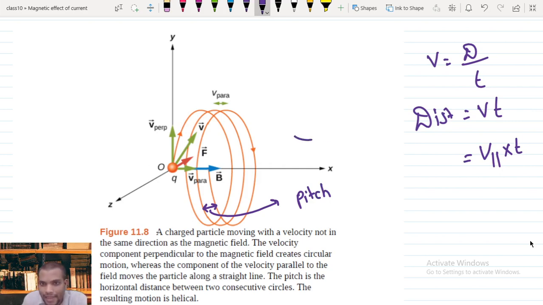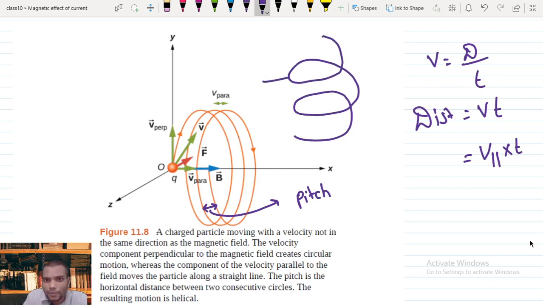If you make the helix, one ring and another just like that, and you calculate the distance between these two, this we call pitch. Okay, how can you get that pitch value? Pitch equals the product of the parallel component multiplied with T. Here the T is nothing but the period of revolution, capital T. Keep it in mind.